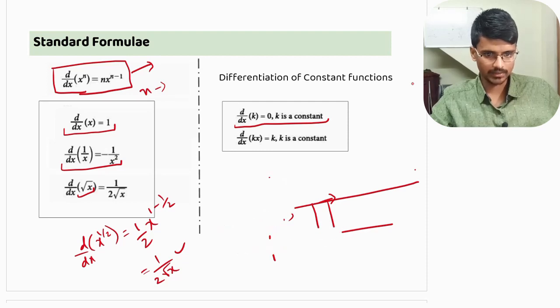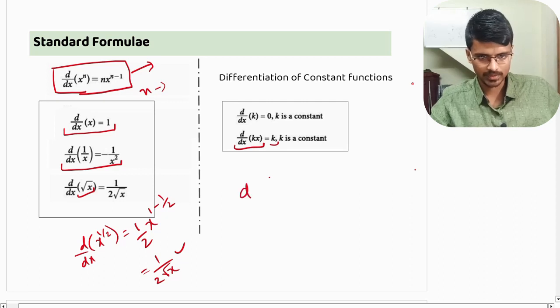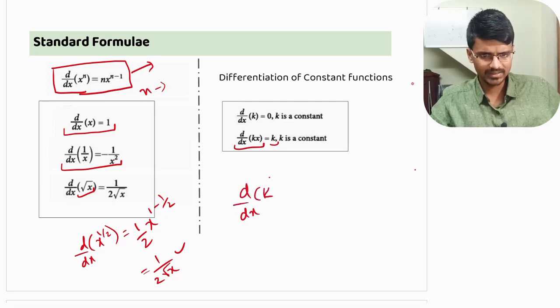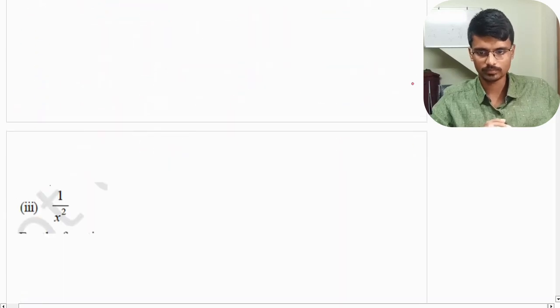And the other thing is differentiation of kx. This is another thing you need to know. Differentiation of kx is k. Why? Because in these kinds of cases, you can take the constant outside: k d by dx of x. We know differentiation of x is 1, right? So that is how you get this. These are some important formulae. I would suggest you make a note of them and remember them. They are very important. Okay, moving on.